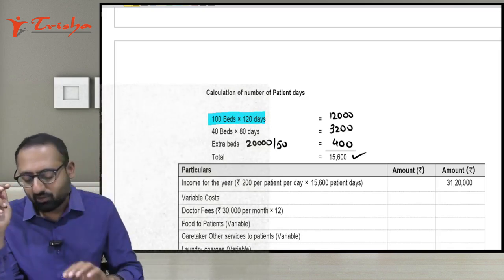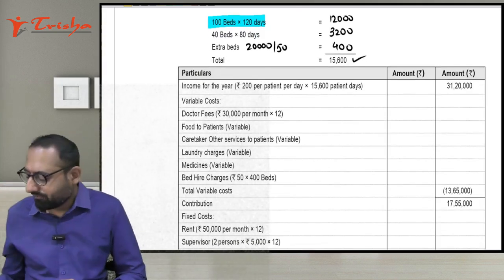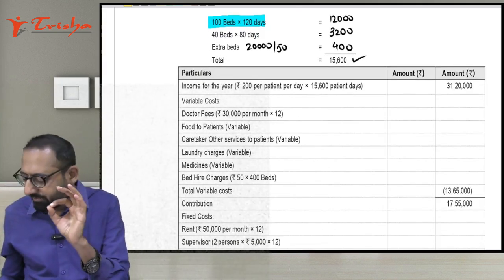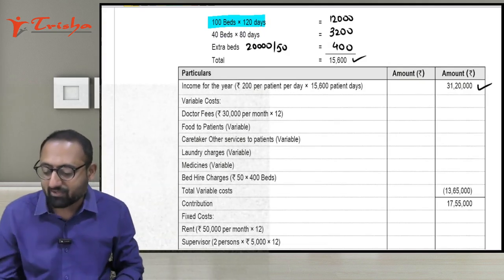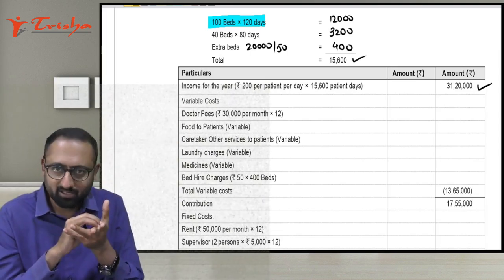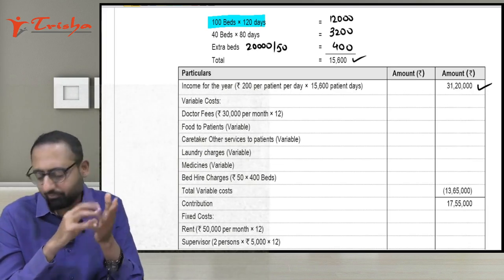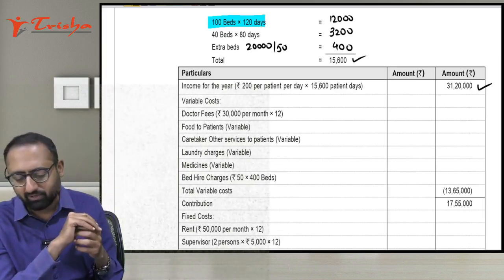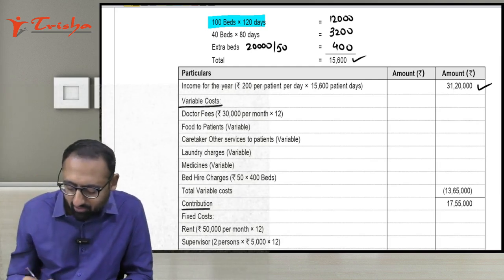Now let's work out income. So how much will be your fees recovery? Fees recovery will be 15,600 multiplied by 200 rupees per day. So 31,20,000 is your total fees recovery. Calculation I have given. 15,600 patient days multiplied by 200 per day per patient bed we are considering. So 31,20,000. Now variable cost, contribution and fixed cost.